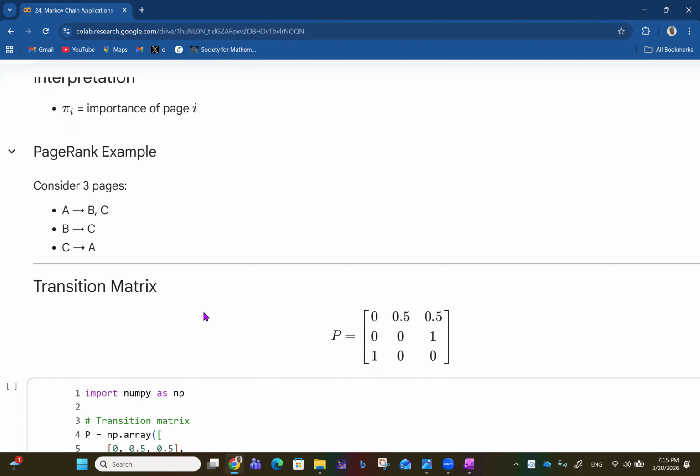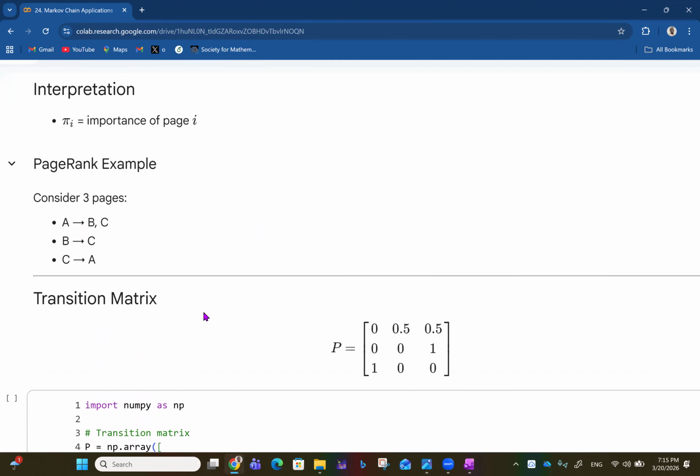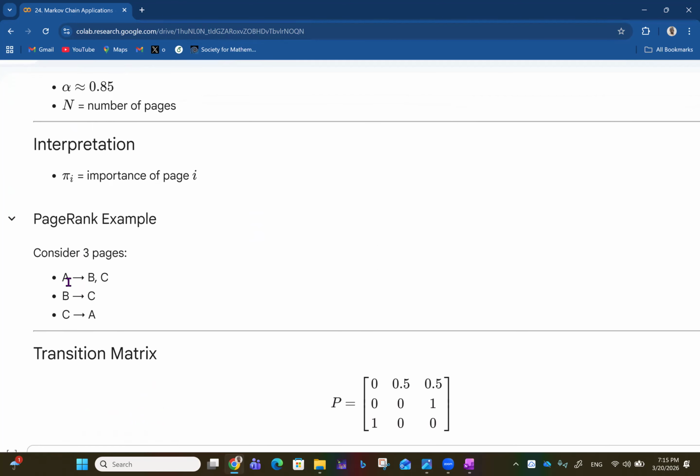So we have a PageRank example here. Consider three pages, A, B, and C. From A, you can go to B and C, and from B, you can only go to C. From C, you can only go to A. To write the transition matrix, from A you can go to B and C, so you can't go from A to A. And then from B, you can go to C. So this is state B, and from B here, you can go to C.